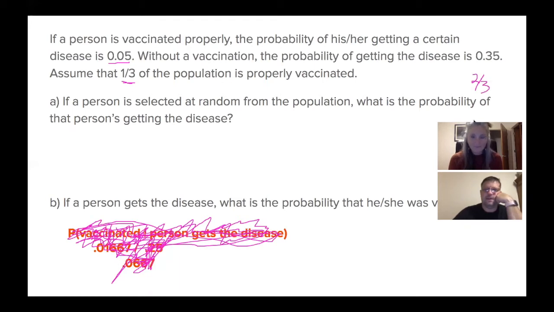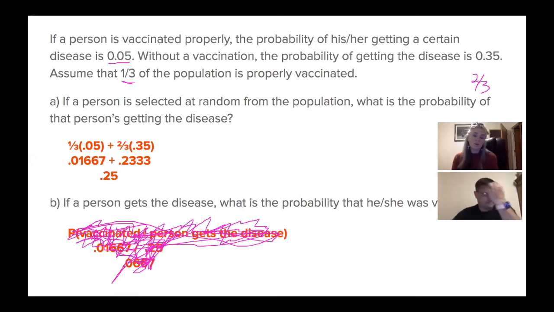Assuming there's 100% of the population, or one. So I'm thinking we're taking 1/3 times 0.05 and 2/3 times 0.35. I'm thinking you're right. And that's going to give us a quarter of the population. So again, that is the probability that a person is going to get sick.